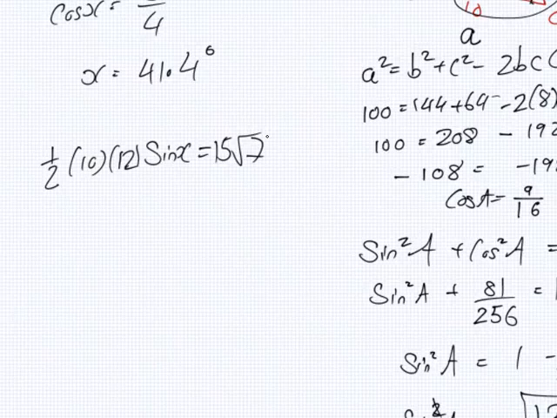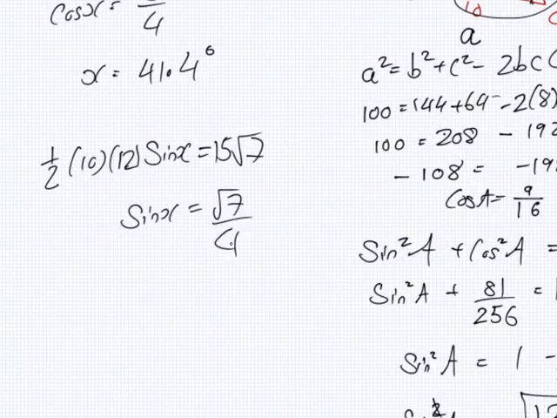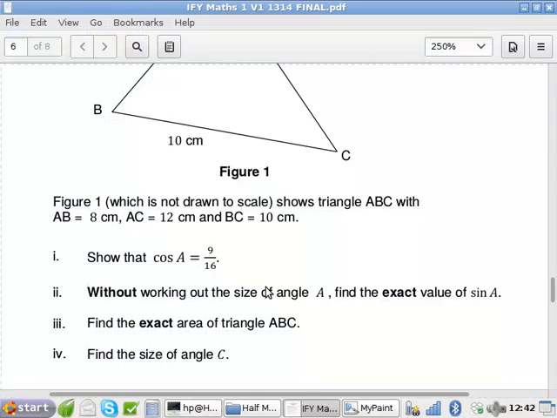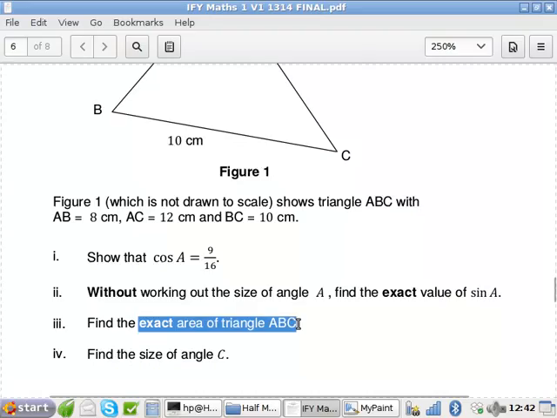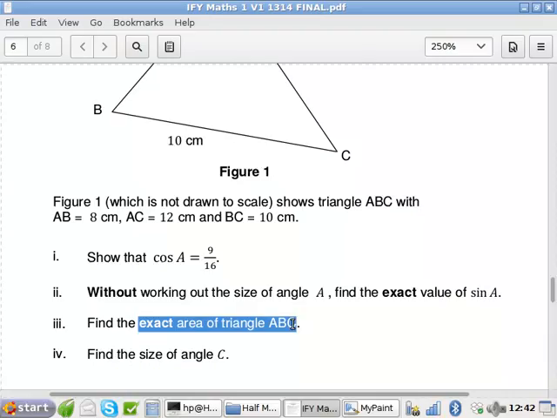Divided by that, and I get sine x equals root 7 over 4. And sine inverse, I also get 41.4 degrees. And a couple of you used the sine rule, and you got the same answer as well. Okay, so whichever method you like. But I think they probably wanted you to use the area because the last part was to find the area. Not that it matters for the exam.